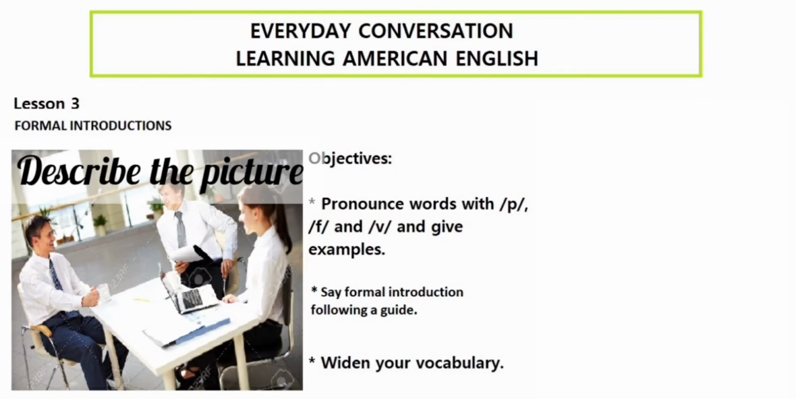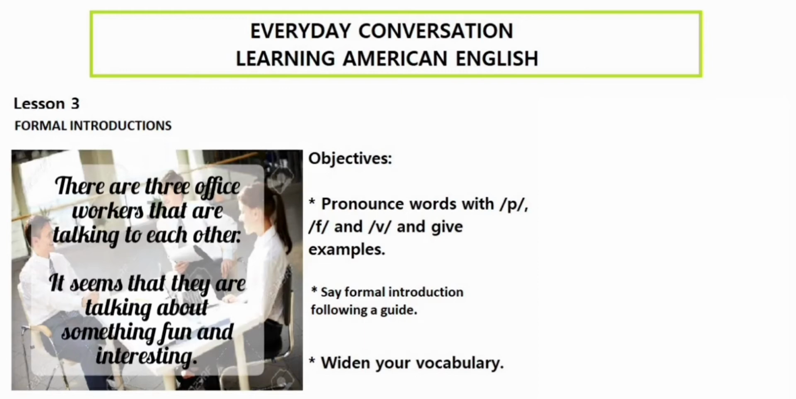Very good. We can describe the picture as follows. There are 3 office workers that are talking to each other. It seems that they are talking about something fun and interesting. Now, let's go to the next page.